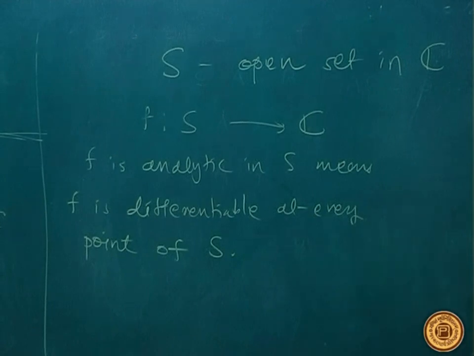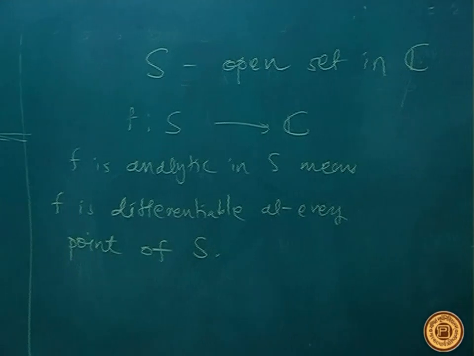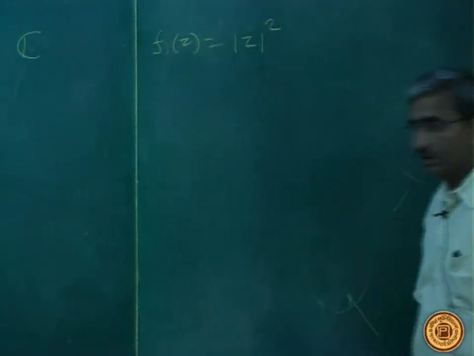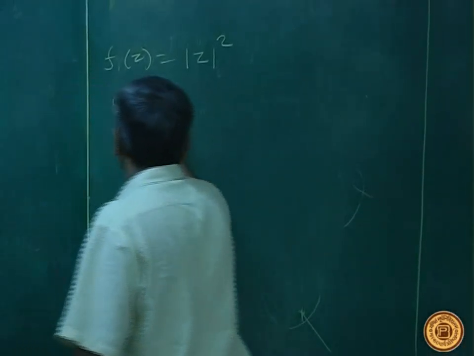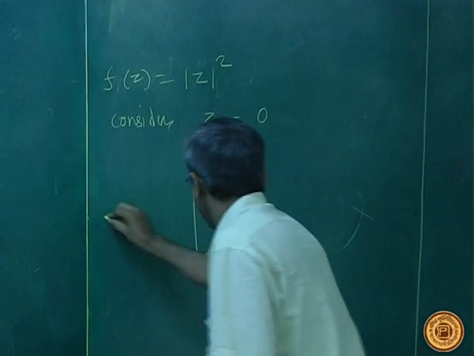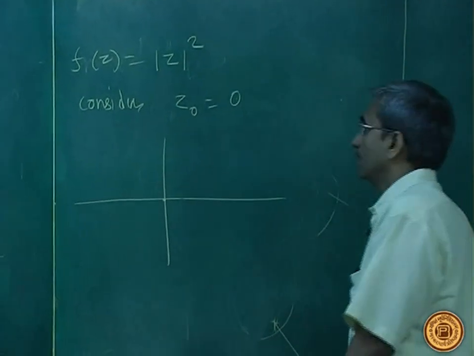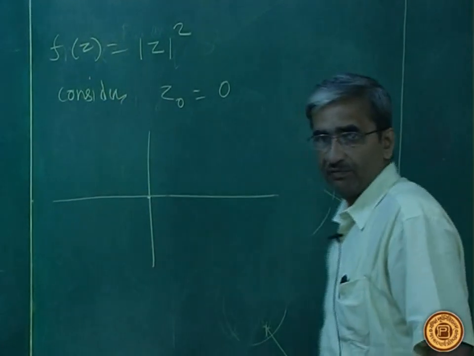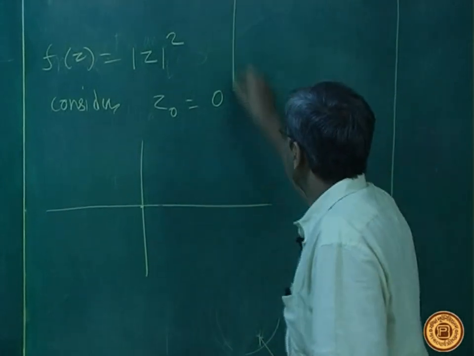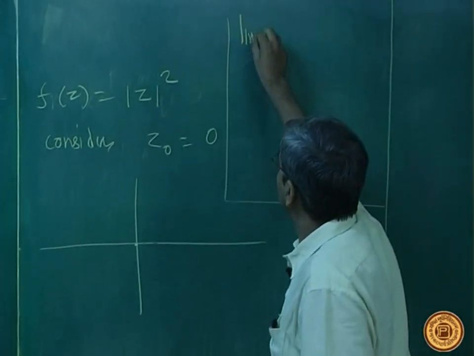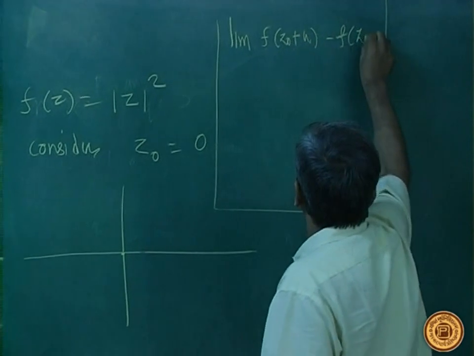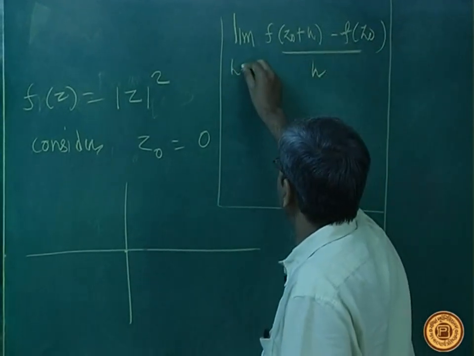f(z) equal to mod z square, and consider z naught equal to 0. So, I am considering at point 0 the behavior of this function with reference to differentiability. Now, let me write here: what is the limit of f of z naught plus h minus f of z naught upon h as h tends to 0?